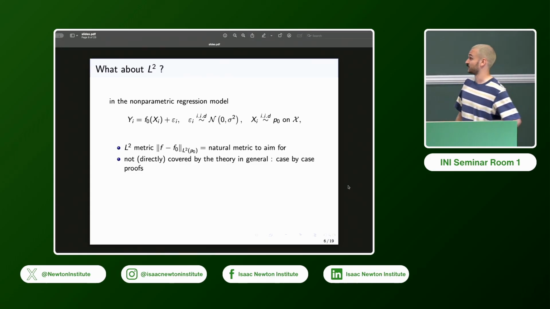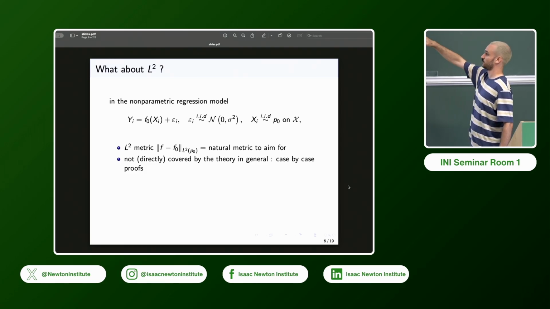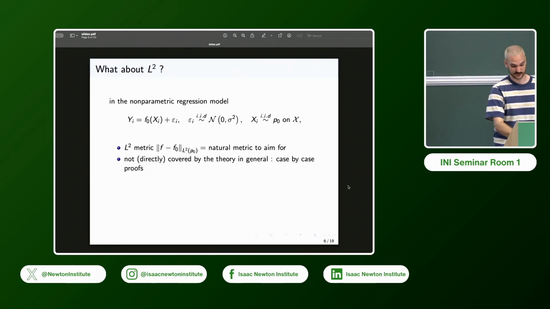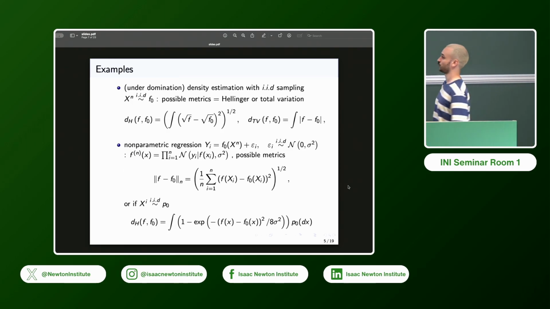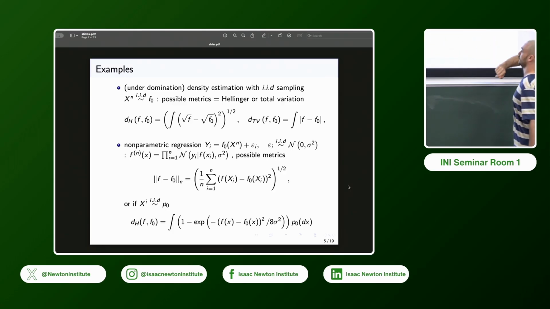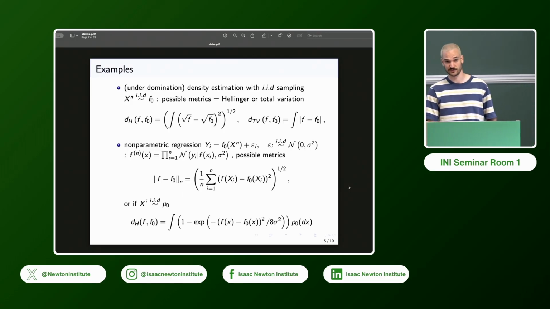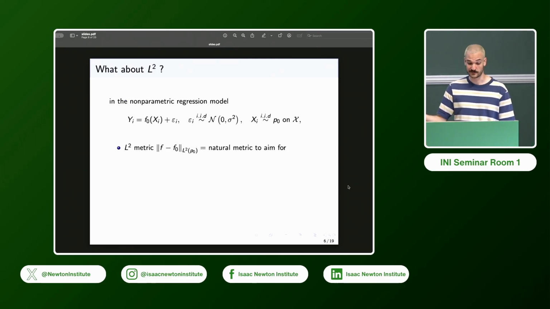Because as I said, there are ways to get this kind of norm. Typically, what's done is you first show a result under the empirical L2 norm, and then you try to extend it by some kind of concentration argument to the L2 norm. And that's where the problems arise. And you have case-by-case arguments.